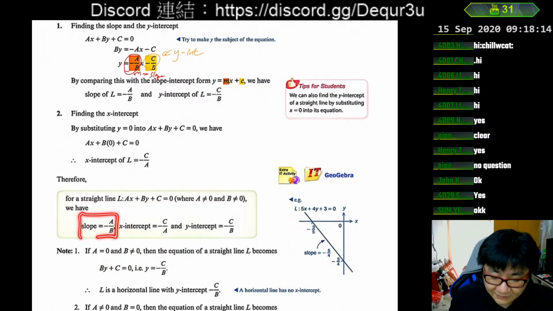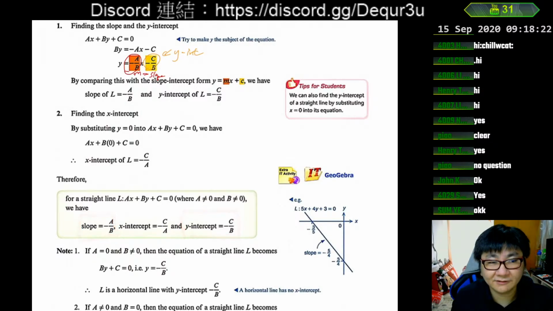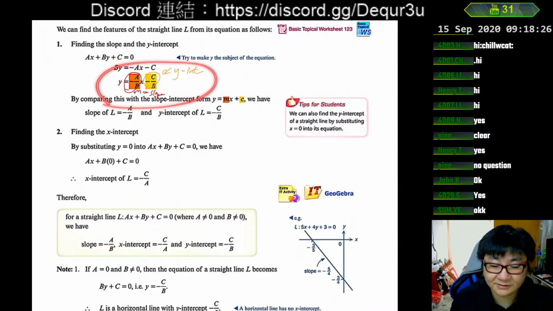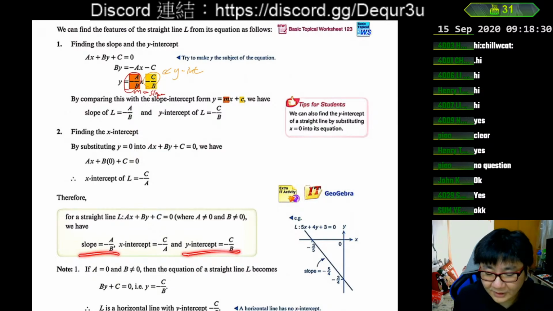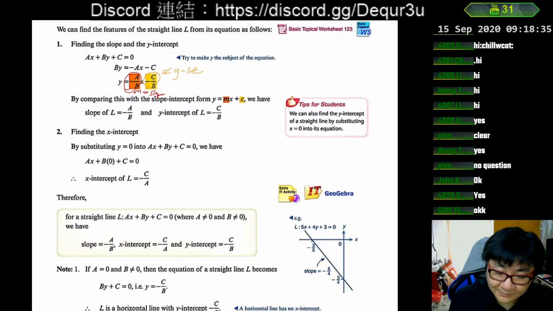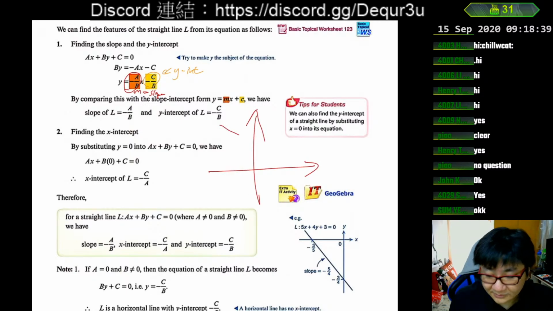And the textbook here shows us a summary: if we have the general form equation, the slope is negative a over b, where a is next to x, b is next to y. So negative a over b, while the y-intercept is negative c over b. So it is exactly from this part, negative a over b and negative c over b for slope and y-intercept. On the other hand, if we want to find the x-intercept, x-intercept means that, for example, this is a straight line. This is a straight line.